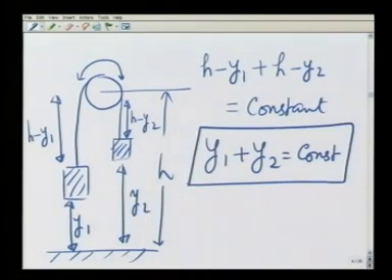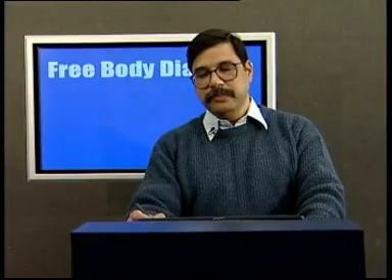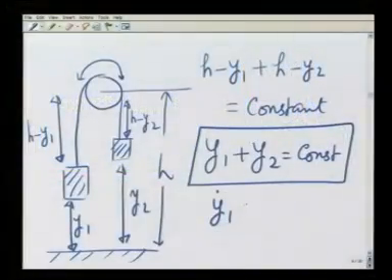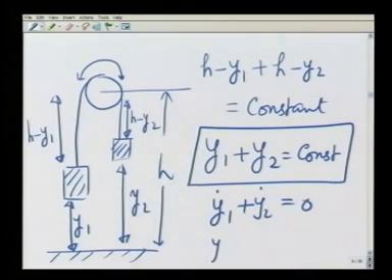This is my third equation. To bring it to usable form, in the equations of motion I differentiate it and then get y1 dot plus y2 dot equals 0, and also y1 double dot plus y2 double dot is equal to 0.